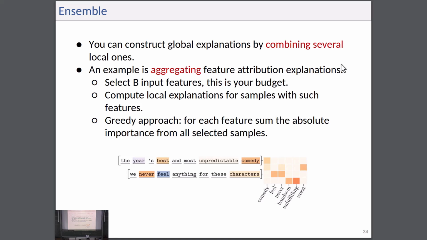One way to compute a global feature attribution explanation is to select B input features, where B is a number that is my budget in terms of what I can compute. Then I compute local explanations for all of them. Then I take, for instance, the absolute importance of each feature that appears in the samples I've computed the explanation for, and by aggregating, for instance summing up, that will be the importance of that specific feature overall. Not a super popular method because obviously it's very demanding in terms of computation.